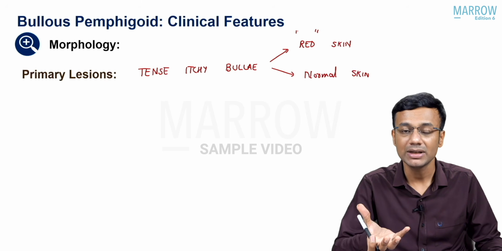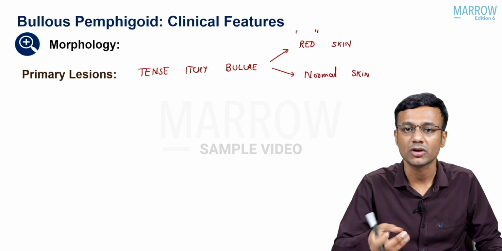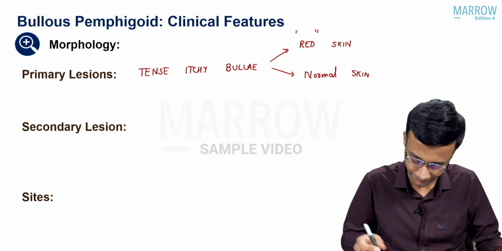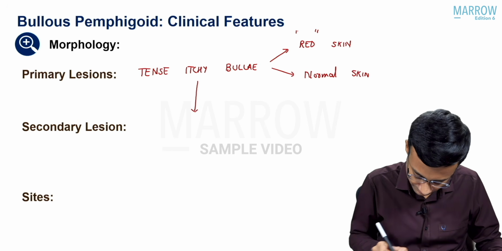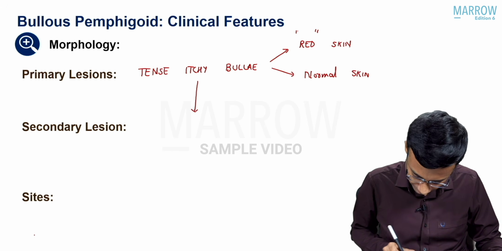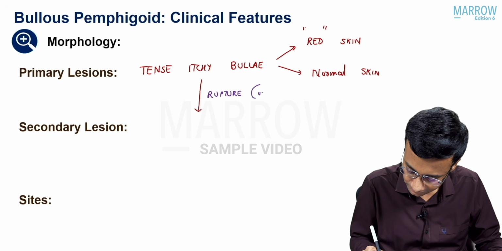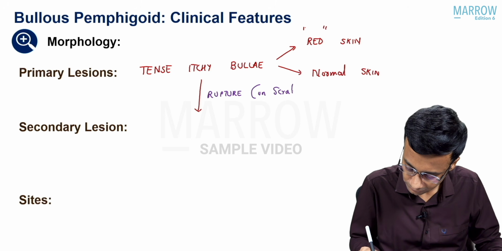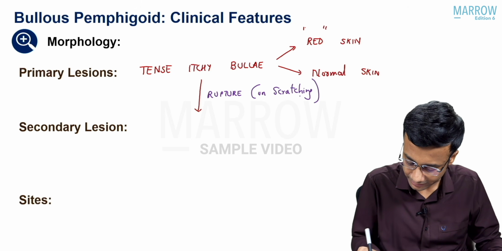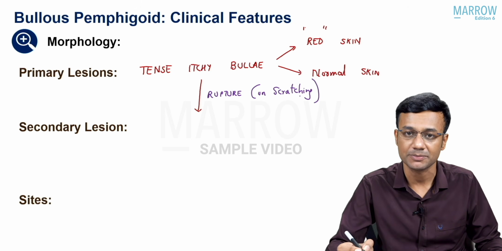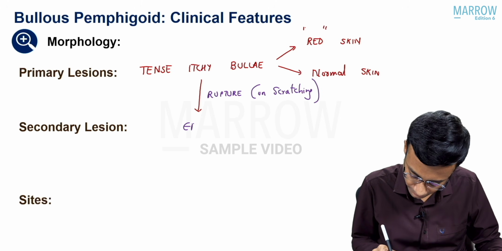Now what is going to happen? Bulla is the primary lesion. So after some time, what is going to happen? This bulla is going to rupture. So usually these bullae in bullous pemphigoid are going to rupture usually on scratching, because this is a pruritic condition. And what are you going to get? Once there is a rupture, there is going to be an erosion.